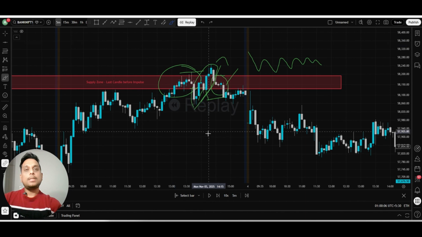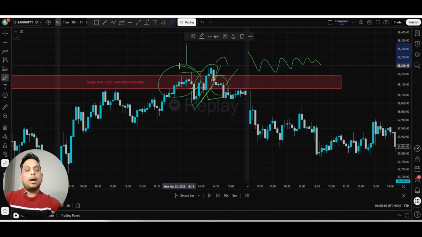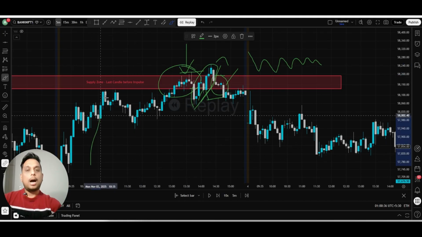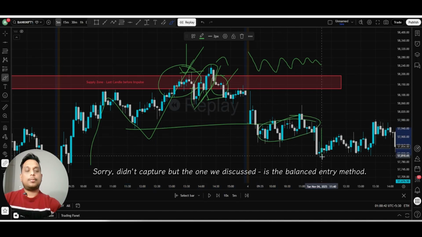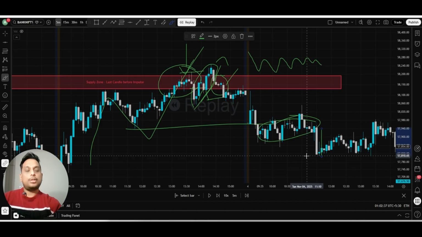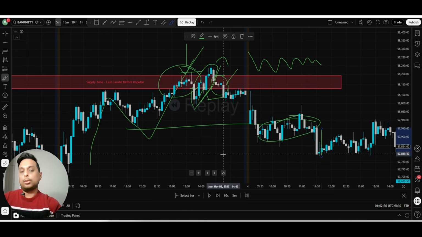First, an aggressive entry would be selling as soon as it enters our zone. For a conservative trade, we would wait for this higher low to break and then we would enter after this consolidation. So please write to me in the comment section what your entry style is. And I'm not sure if I have mentioned, this chart is from November 3.